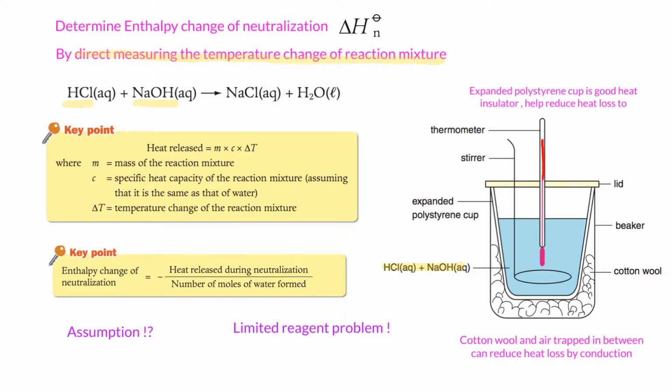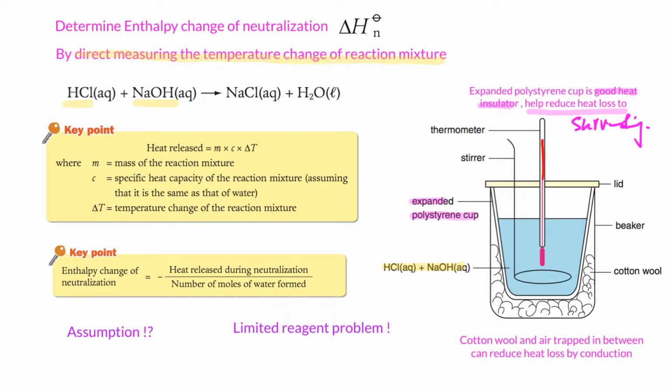So in this case, we have used a few apparatus. The first one is the expanded polystyrene cup. This is a good heat insulator, so it helps to reduce heat loss to surroundings. You should have the word surroundings behind.